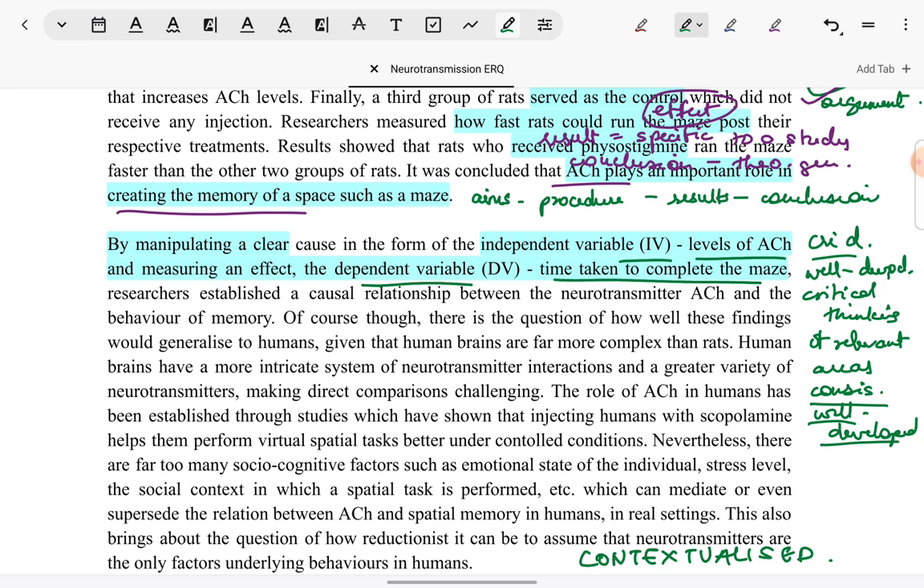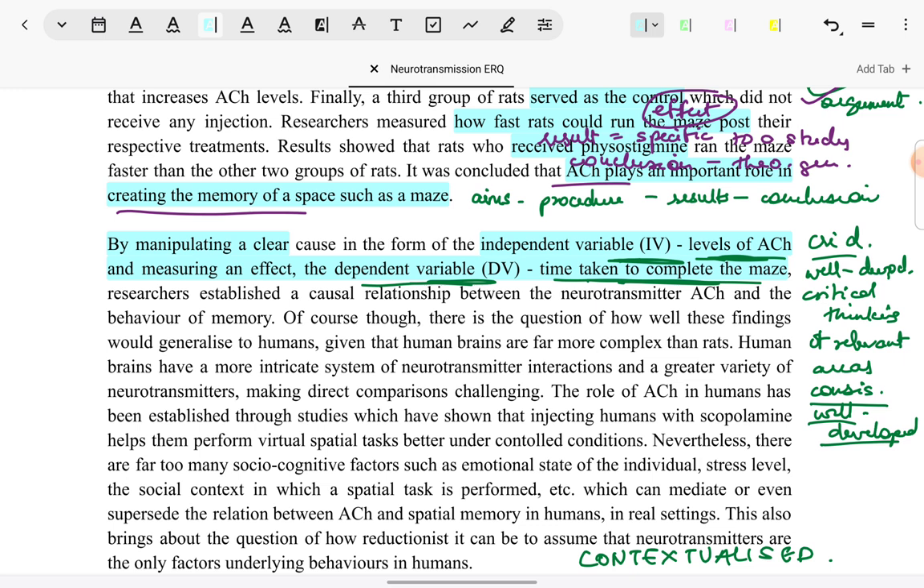So make sure you're using wording from the Martinez and Kesner study. You're pointing out what is the IV and DV. And then the point is effective. Now, not only that, okay, you've pointed out that there is manipulation of IV and that shows there is a clear relation. You've contextualized it.